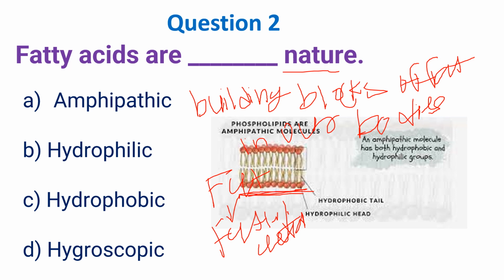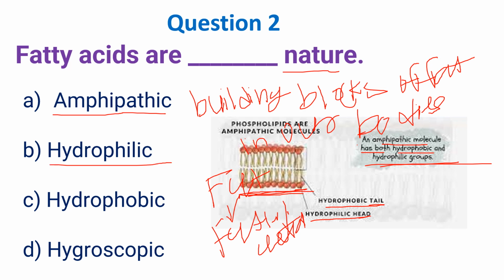So there is a phospholipid. Lipids are amphipathic molecules. There is a fat molecule with hydrophobic tails and hydrophilic head. This fat has amphipathic nature. What is amphipathic nature? Amphipathic molecules have both hydrophobic and hydrophilic groups attached. So that is the meaning of amphipathic nature or group.